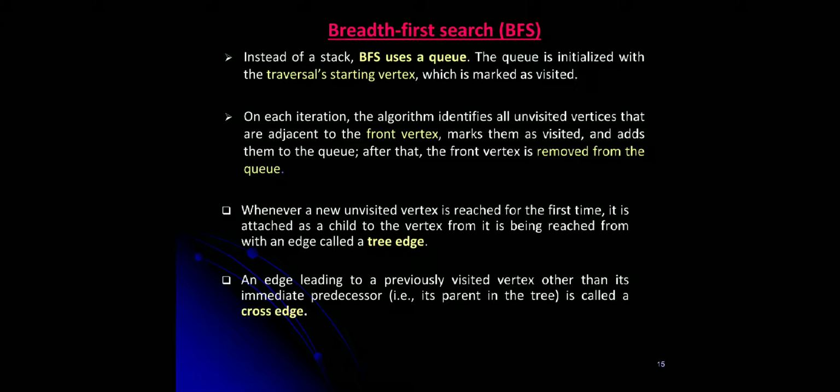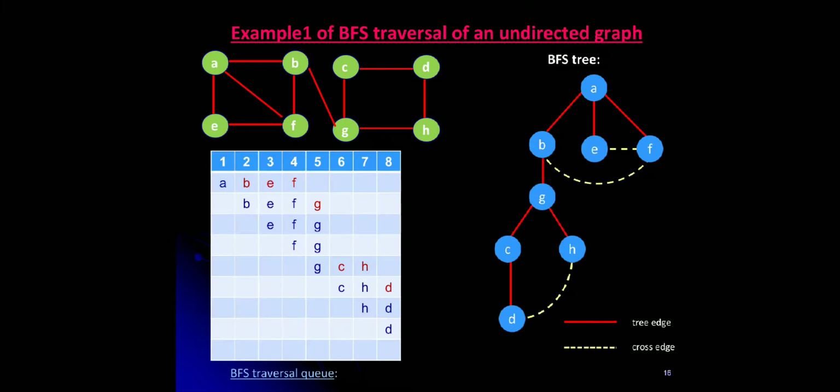See, in the BFS traversal, we come across two types of edges, tree edge and a cross edge. Whenever a new unvisited vertex is reached for the first time, it is attached as a child to the vertex from which it is being reached, and it is called as the tree edge. An edge leading to a previously visited vertex other than its immediate predecessor or parent is called as a cross edge. Now we'll look into few undirected graphs and their BFS traversals.